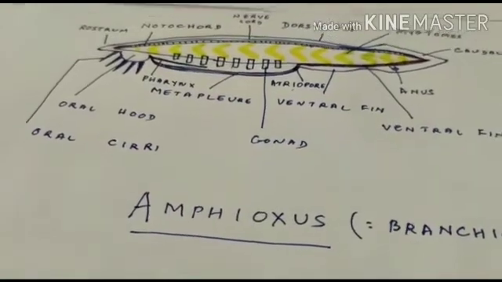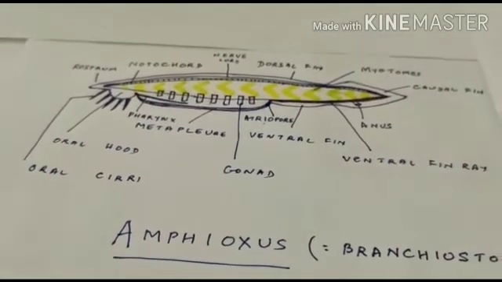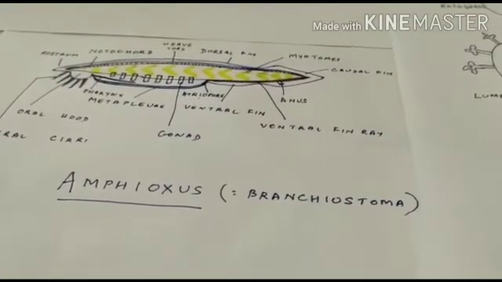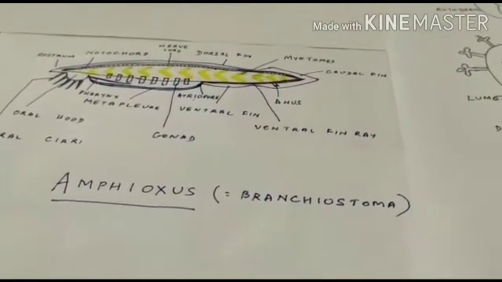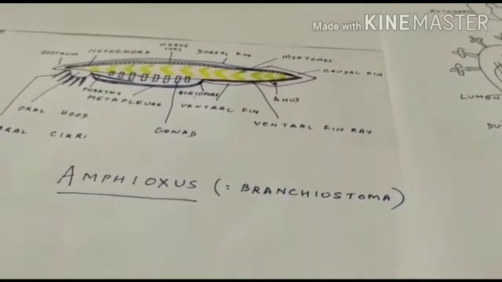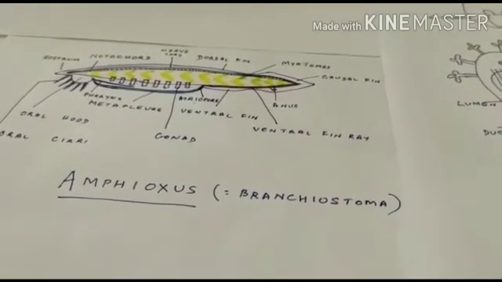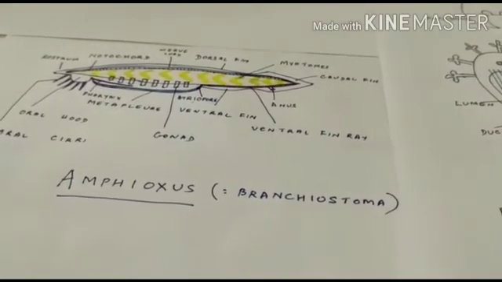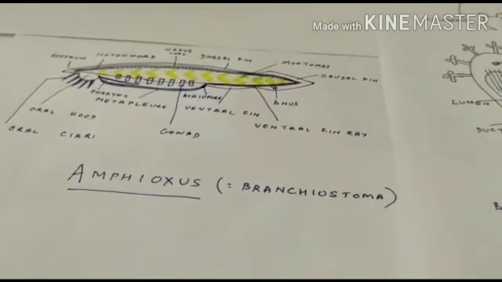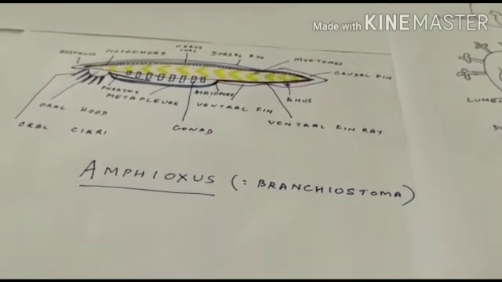So thus the features are of three types. One category are the primitive features. Second are the degenerate features, like the loss of brain and sense organs, or rather the brain is rudimentary but there is a loss of sense organs. And the third category are the specialized characteristics, like the presence of a large pharynx with numerous gill slits, oral hood which helps in filter feeding, presence of atrium and atriopore, asymmetry, and then obliteration of coelom by the growth of the atrium.